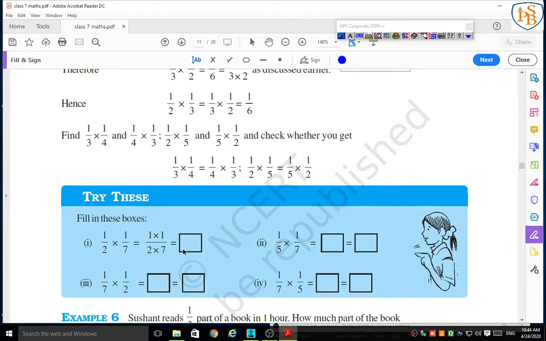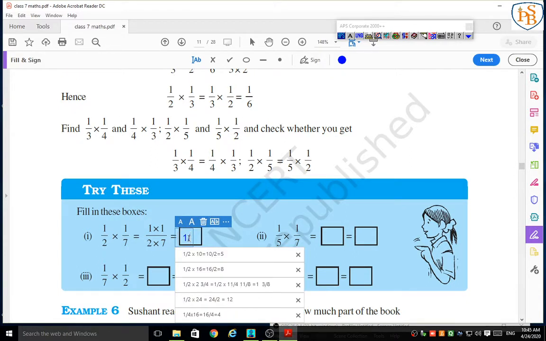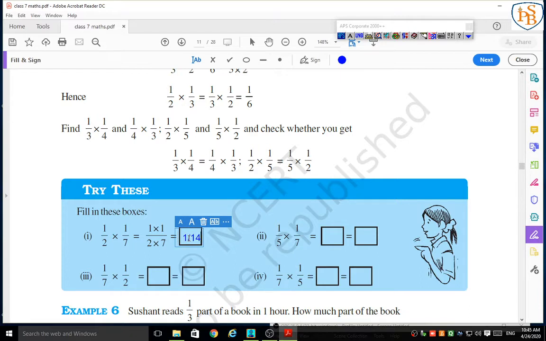Now we will solve this: 1 upon 2 into 1 upon 7. How can we solve this? The next step is 1 into 1 upon 2 into 7. 1 ones are 1 upon 2 sevens are 14. So I will write here 14. So the answer of the multiplication of 1 upon 2 into 1 upon 7 is 1 upon 14.